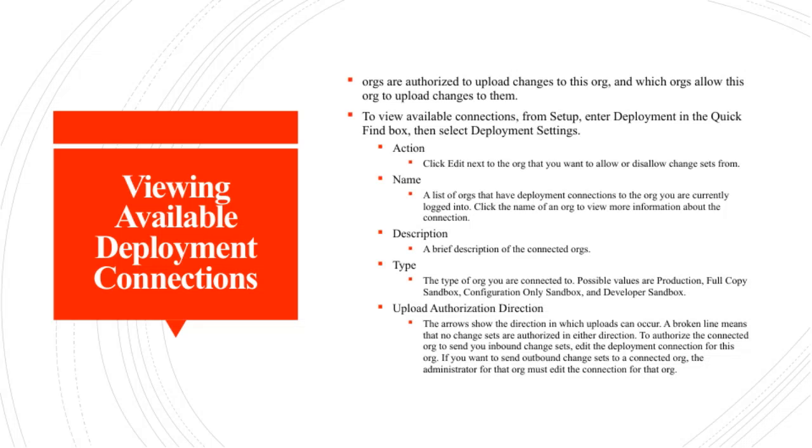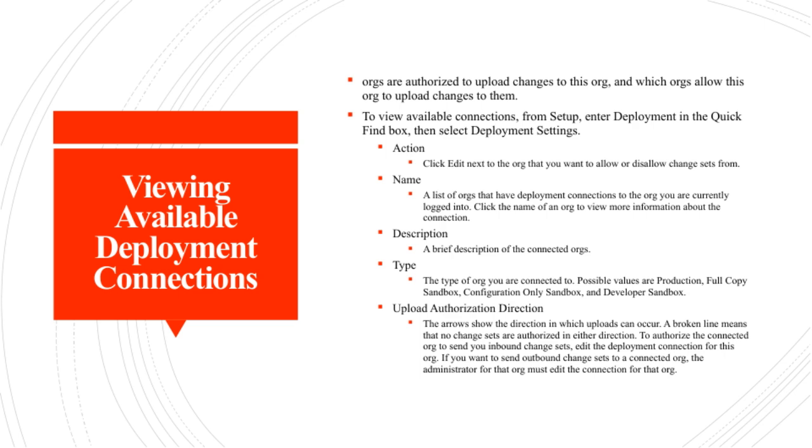On this slide, we're focusing on understanding which organizations are authorized to upload changes to your current organization, and which organizations your org is allowed to update. This is crucial for managing deployment connections effectively. To see these available connections, you start by navigating to Setup, then entering Deployment in the Quick Find box. From there, select Deployment Settings. This is where all the configuration magic happens.